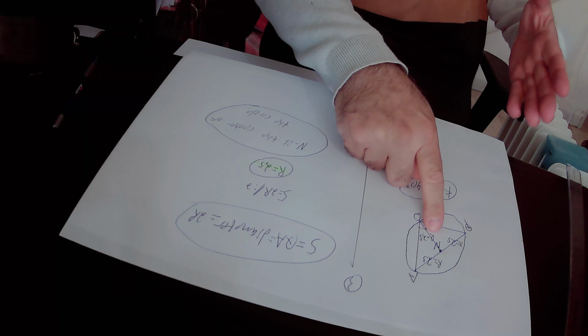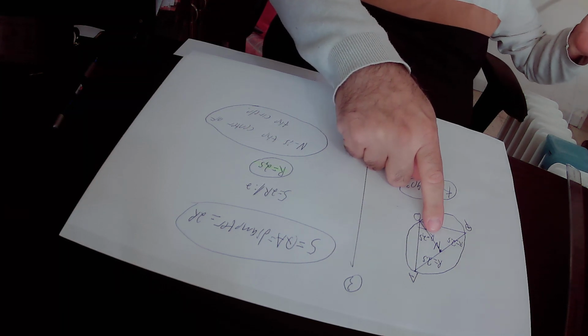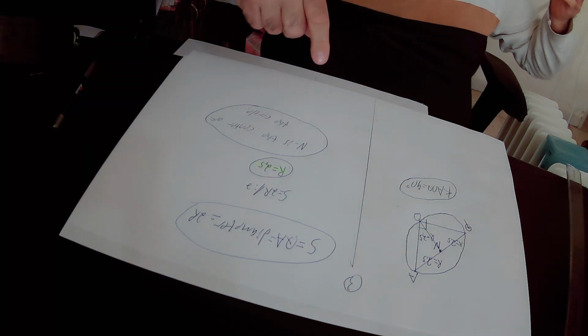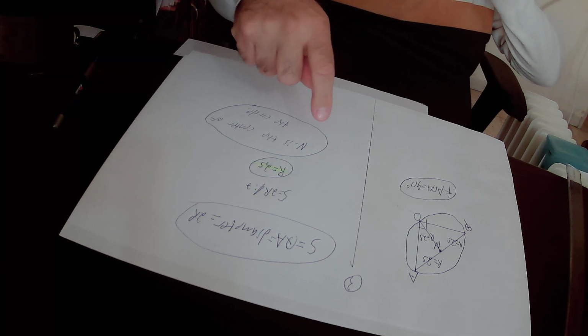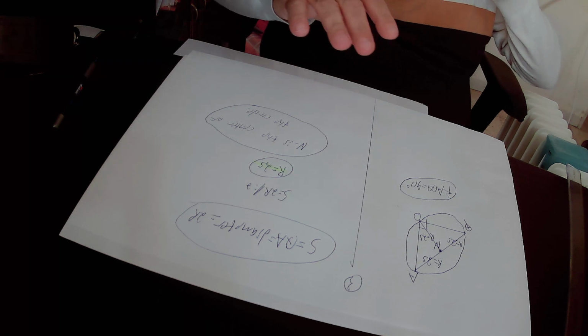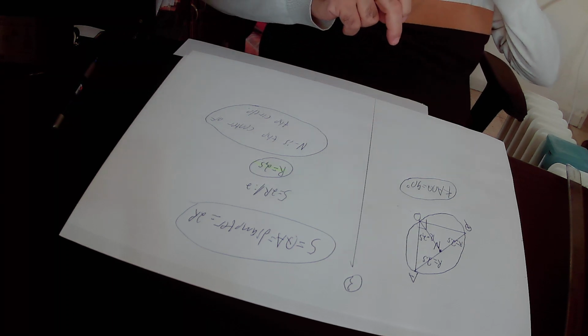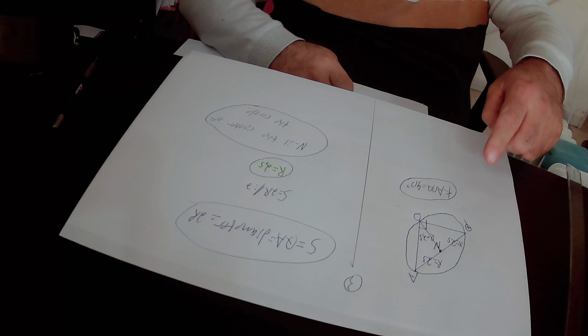At point N, the two radii touch each other. Therefore, point N is the center of the circle. We have two reasons why point N is the center of the circle. Okay, point N is the center of the circle.